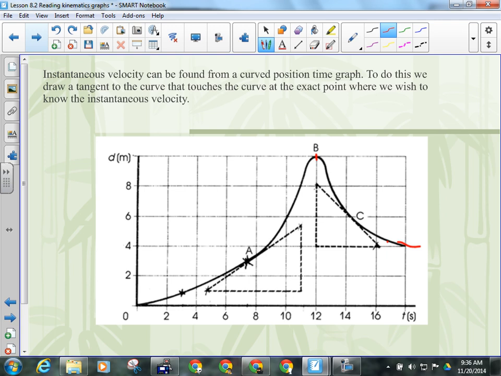Now, once in a while, you get a graph like this, and it'll say, calculate the velocity at this point. How am I going to calculate velocity from a curved line if the way to calculate velocity is supposed to be slope?